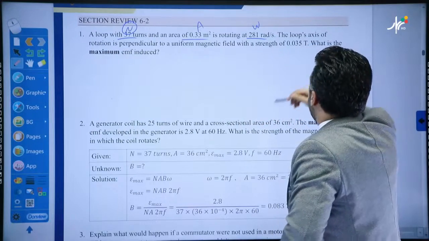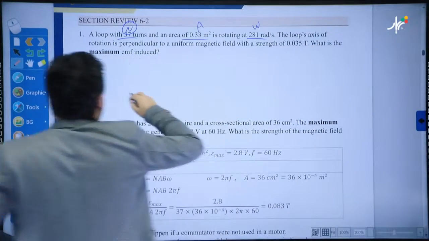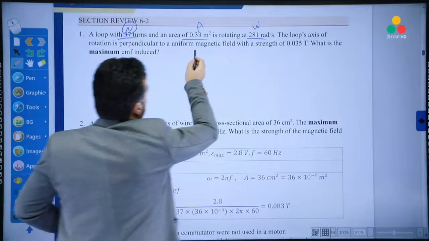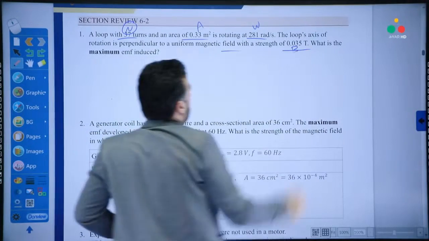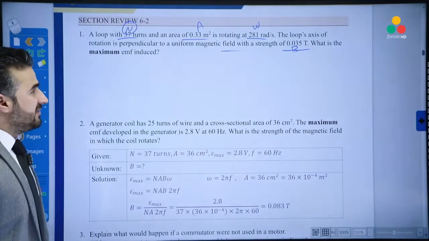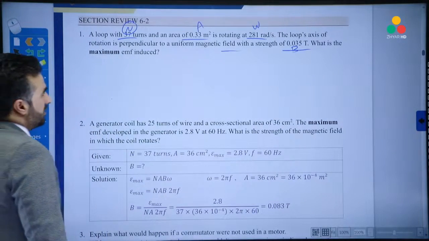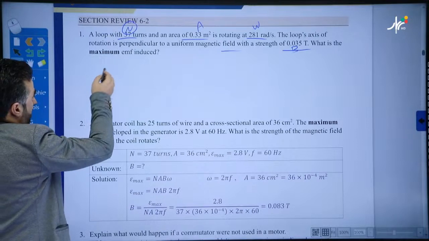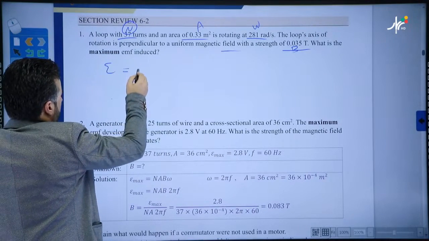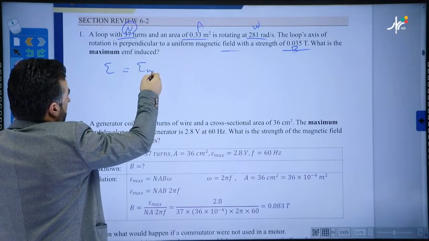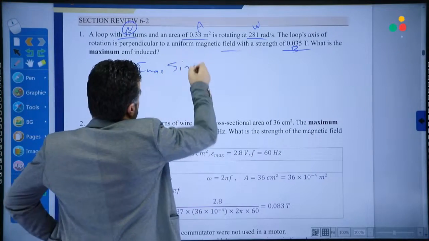That is also fine. And of course the loop's axis of rotation is perpendicular to the uniform magnetic field, and B is basically 0.035 Tesla. So what is the maximum induced electromotive force here? If it was not maximum, of course, we would have said electromotive force equals E max, or electromotive force that is max sine omega t.